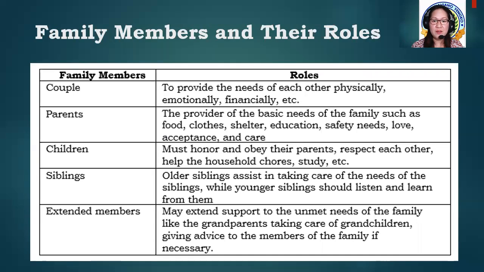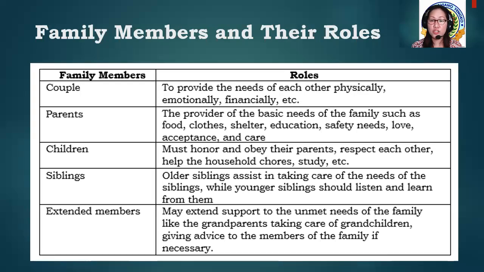And of course, there are different roles that each member of the family must take into consideration, na dapat gagampanan mo ng maayos for us to have a harmonious relationship. Of course, for couples, they need to provide the needs of each other physically, emotionally, financially, in all aspects, 'di ba? What about as parents? Of course, they need to provide the basic needs of the family such as food, clothes, shelter, education, safety needs, love, acceptance, and care.